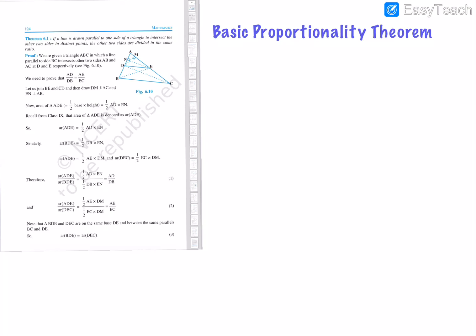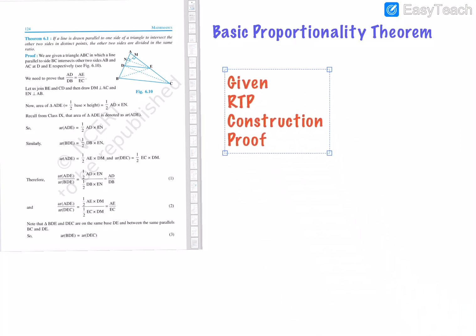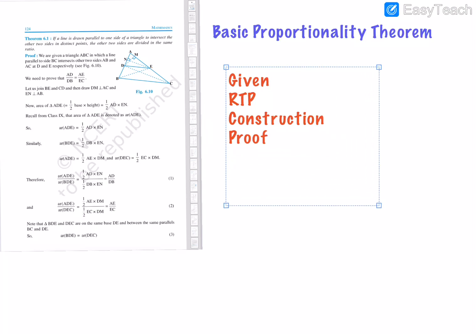Let's learn it. Before learning any theorem, we have these four steps. What's given? The first one being given. What is given? And RTP, required to prove: what is required to be proved? And the third step is construction. In order to get the proof, we need to do some extra constructions which are not in the main theorem. And finally the proof that we will give. So these are the four steps we will be taking you through.